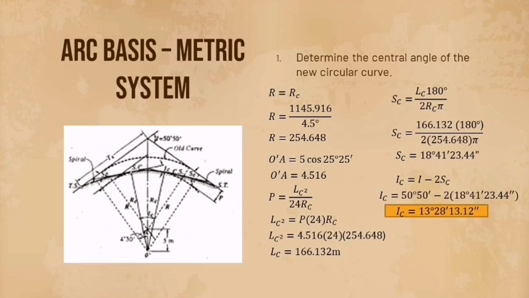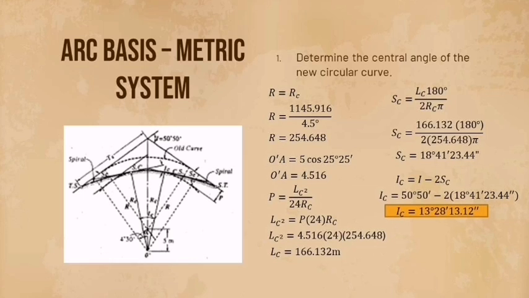4.516. So for getting the length of curve, so our formula is P, or distance between the parallel tangents, is equals to length of curve squared over 24 radius. So ang hinahanap natin is LC, at meron tayong value ng P. Bale, ilalabas natin ngayon si LC. So bale, magiging computation formula natin is LC squared is equals to P 24R. So substitute the value. After getting the value, you will get the answer of 166.132 meters as the value of length of curve, or LC.